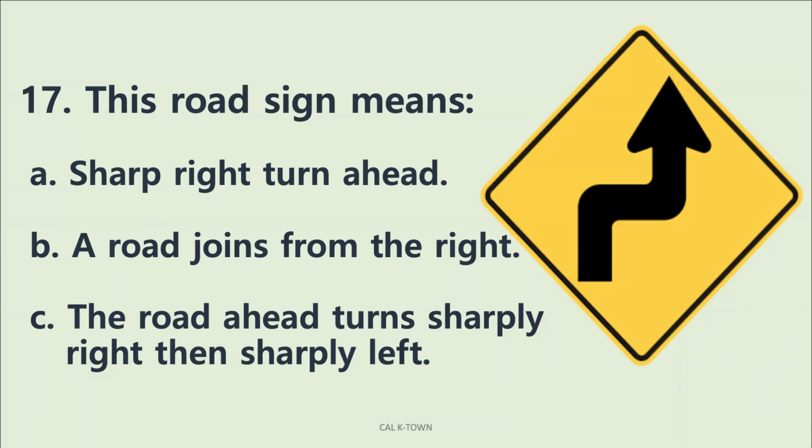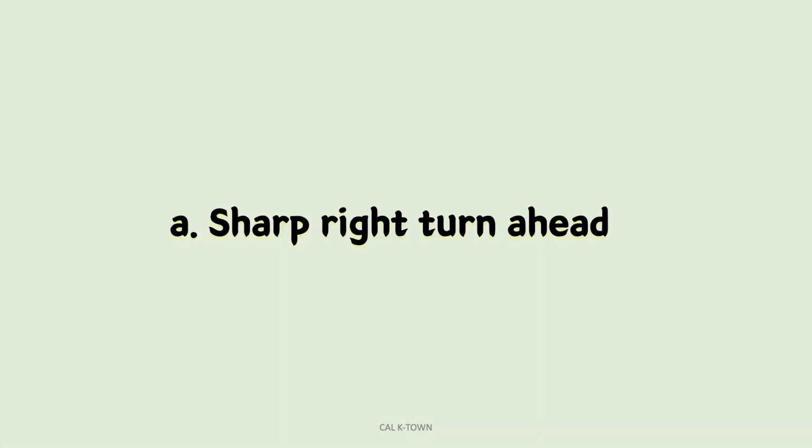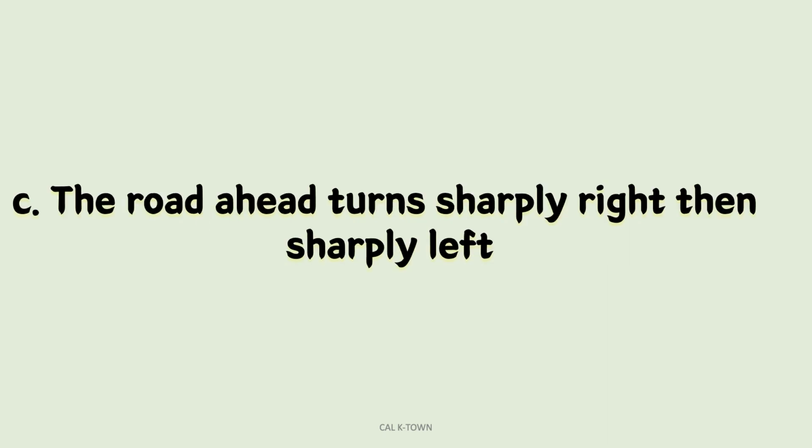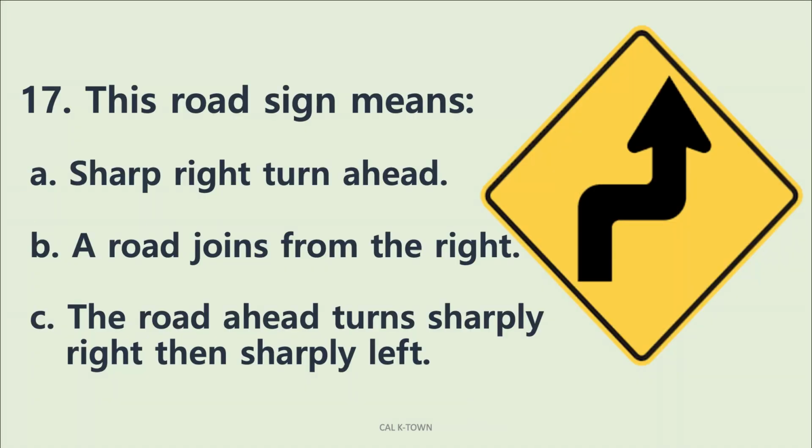17. This road sign means A. Sharp right turn ahead. B. A road joins from the right. C. The road ahead turns sharply right, then sharply left. The answer is C. The road ahead turns sharply right, then sharply left.